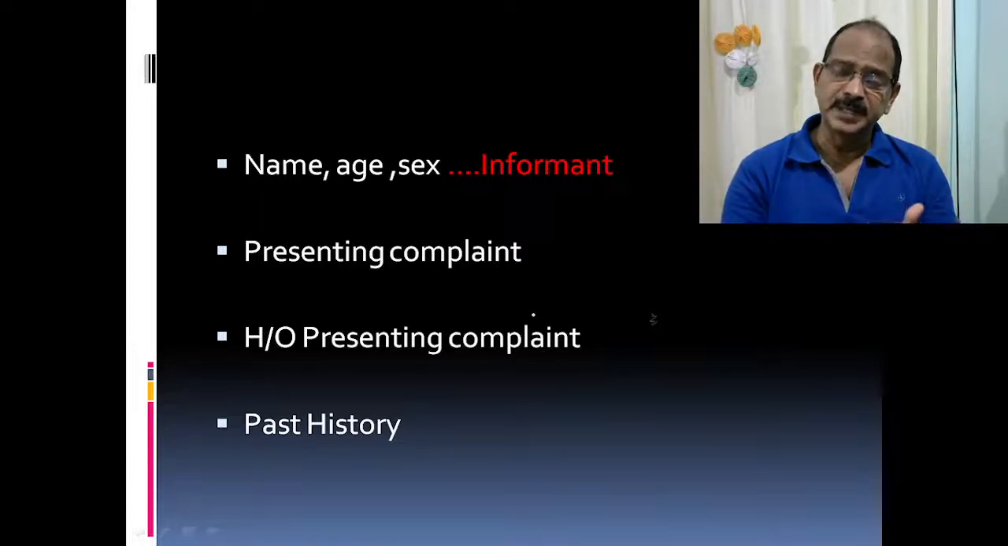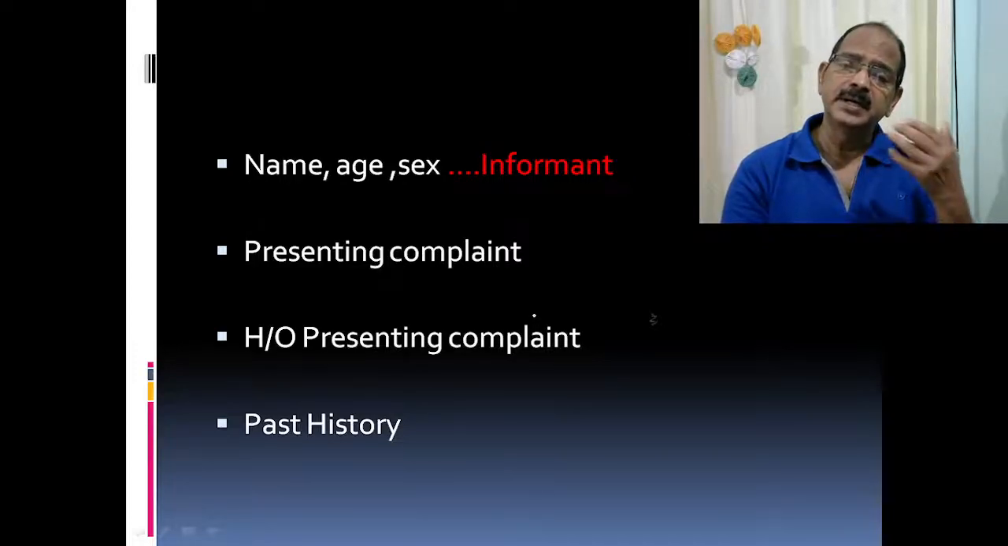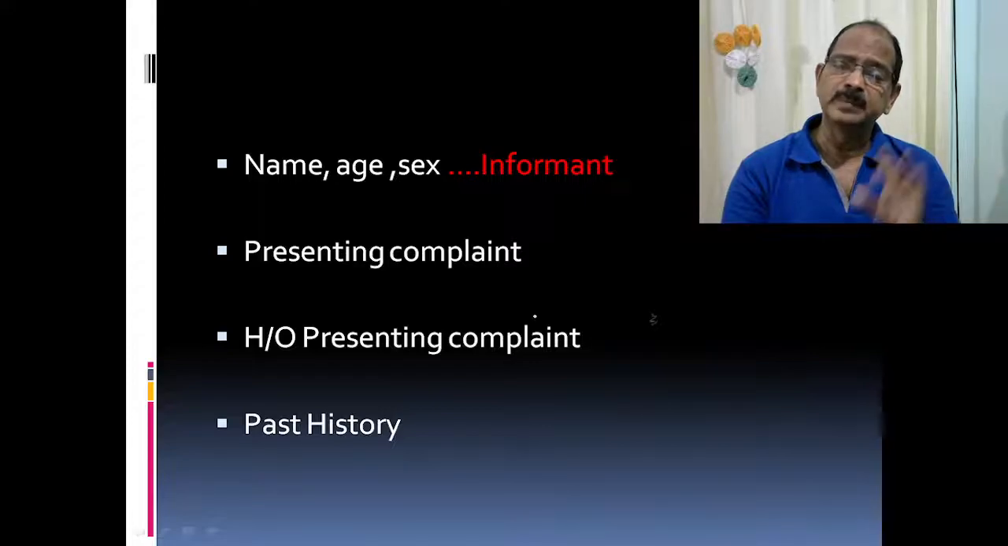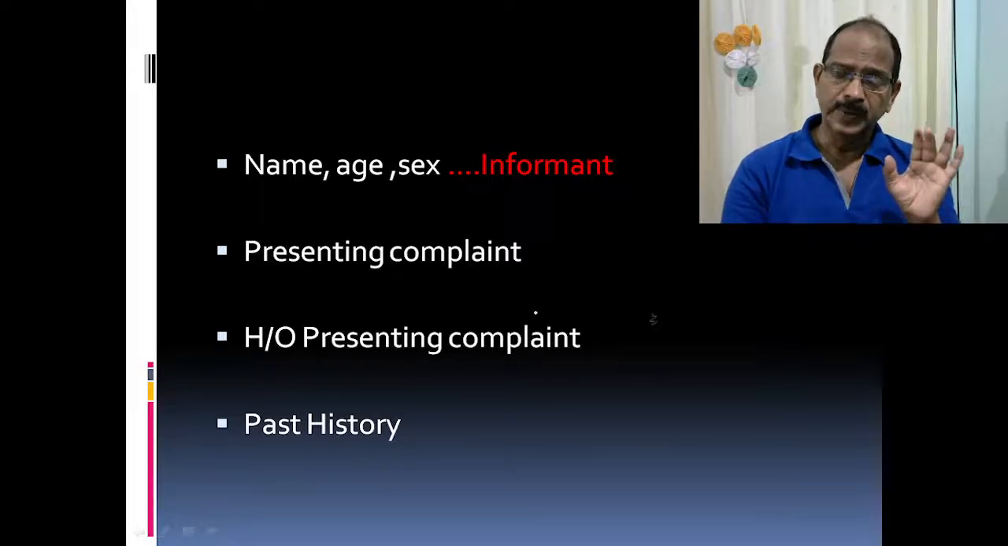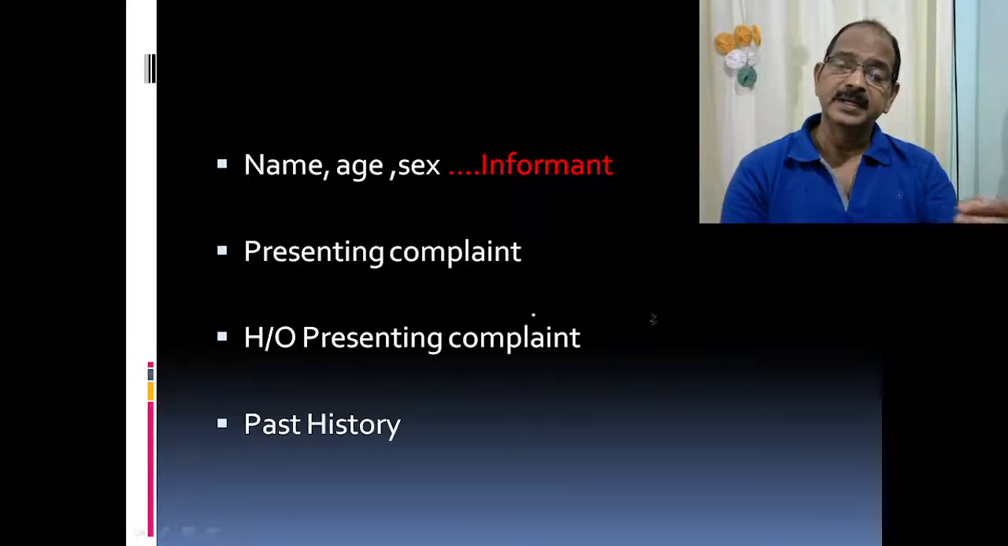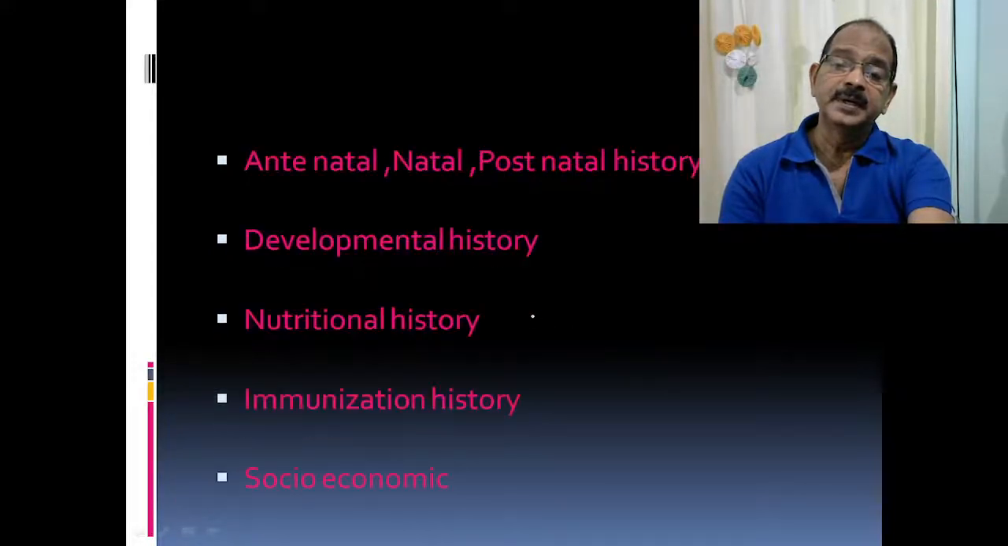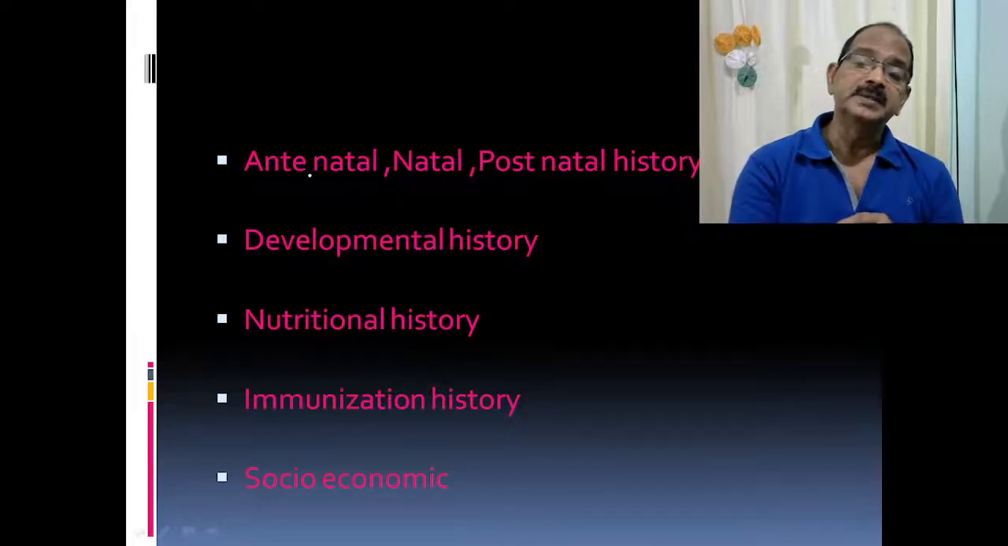Immunization history: nowadays more and more importance is given to vaccination in adults, but all these years immunization was mainly for children. Socioeconomic history is another one; as usual, we take the socioeconomic history in adults too. One point: we take personal history in an adult, but we are not including personal history in a child. So, we'll come to the points one by one.